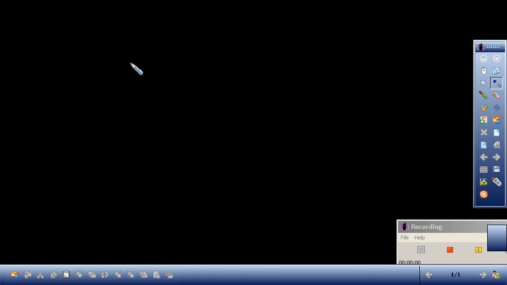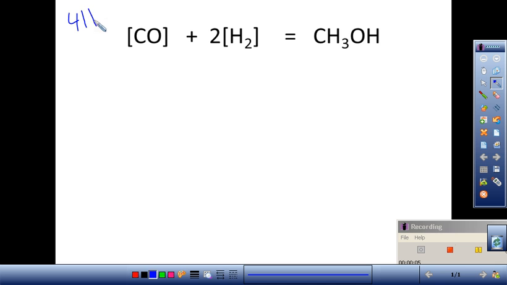Alright, so we're working on 41B. Now this 41 problem is two problems in one. It says calculate the number of grams of each reactant. So I have two reactants, that one and that one. So I got to calculate them separately. So I'm going to calculate this guy first.